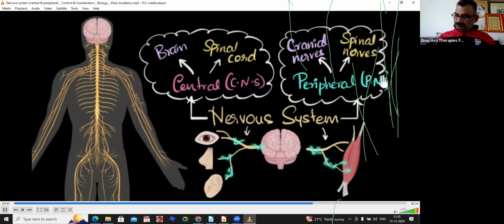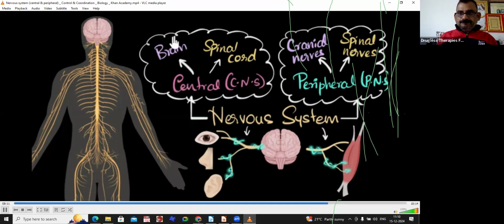So here's a question. What do you think are the functions of these two things? We've already taken some examples and we've seen how the nervous system kind of works. So can you pause the video and guess what the central nervous system does and what the peripheral nervous system does? Okay, so your central nervous system, what do you think it does?